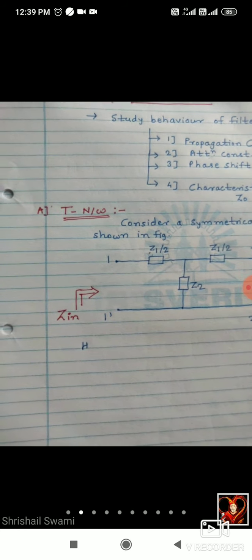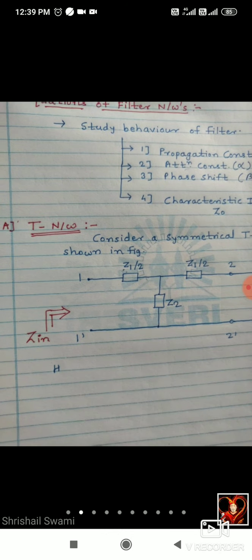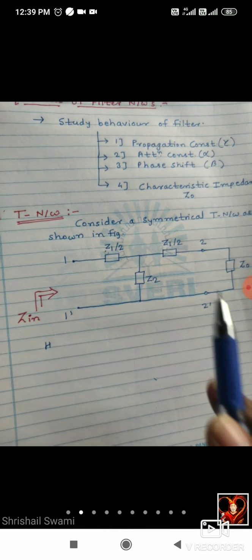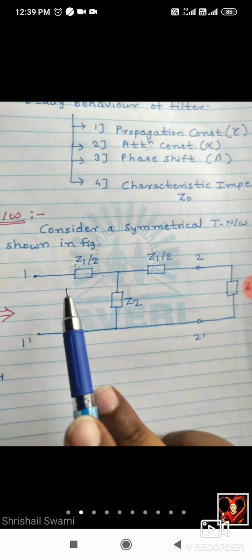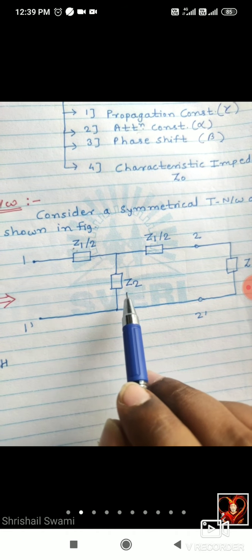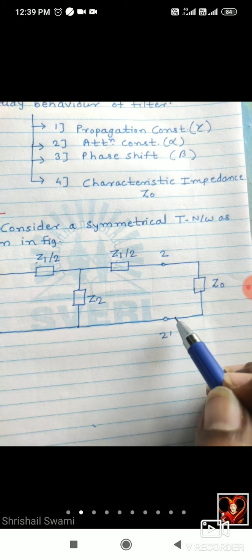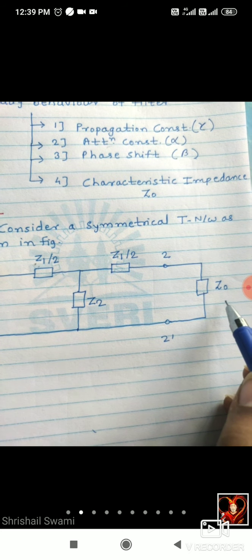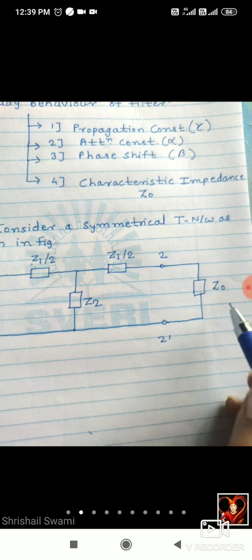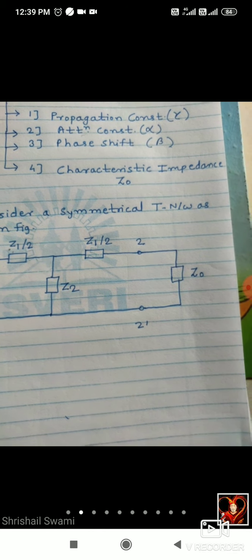Now we will start with the first filter, that is the T type network, T type filter. Consider a symmetrical T network as shown in the figure. The T network we already discussed in the last lecture: the series arm consisting of Z1 by 2, Z1 by 2, and the shunt arm or parallel arm consisting of Z2. At port 2 2 dash, we are going to connect a load impedance. You can call it characteristic impedance or nominal impedance. All the names are the same.